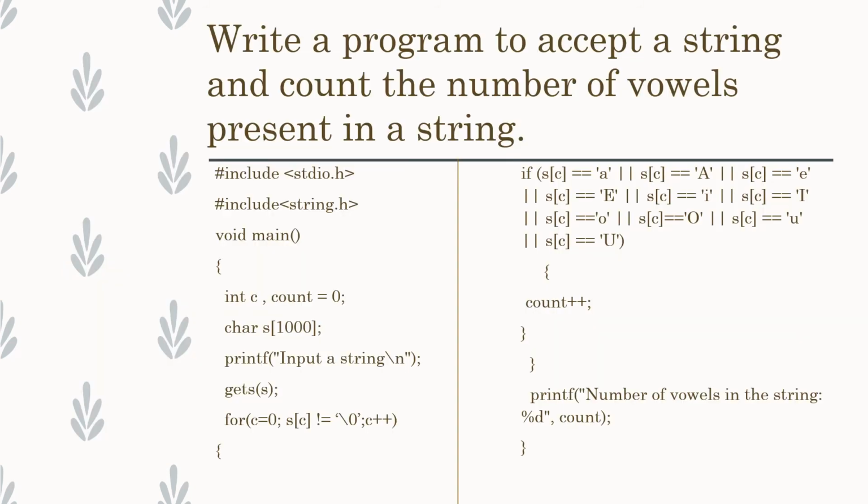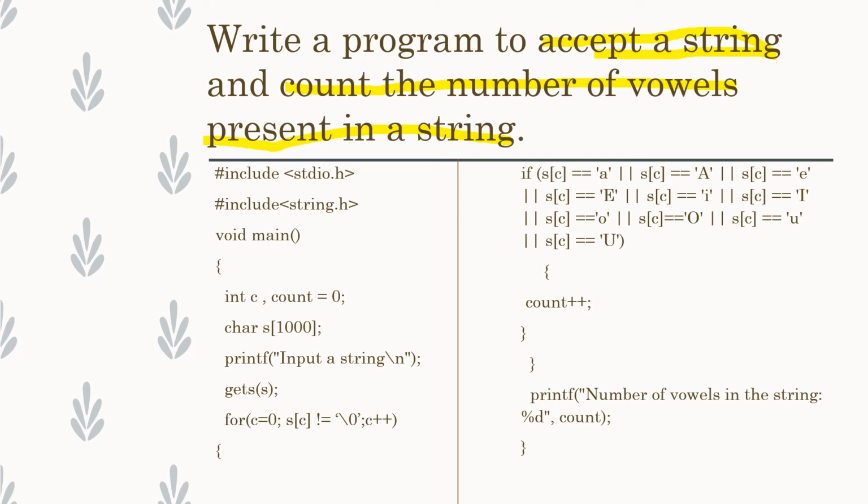Now your next program is: write a C program to accept a string and count the number of vowels present in the string. Here, two things have been asked. First is to accept a string, meaning you have to take it from the user as input. Second is to count the number of vowels present in the string. The vowels are A, E, I, O and U. The rest of them are consonants, right? So for this, you have to accept a string from the user and count the number of vowels.